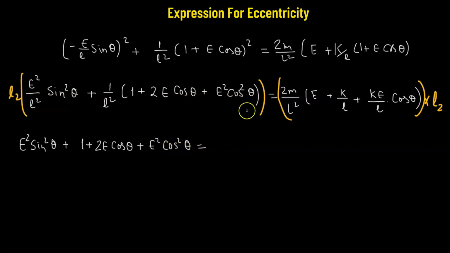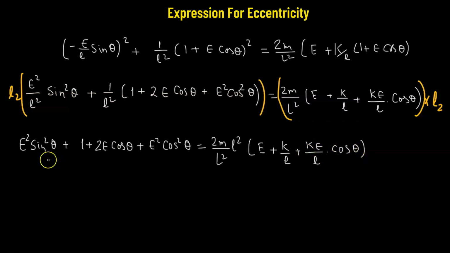And this value is equal to 2m over L squared times L squared, we have E plus K over L plus K epsilon over L times cosine theta. Now this epsilon squared sine squared theta plus epsilon squared cosine squared theta will get combined to become epsilon squared. So we have epsilon squared plus 1 plus 2 epsilon cosine theta, and that's equal to 2m over L squared.